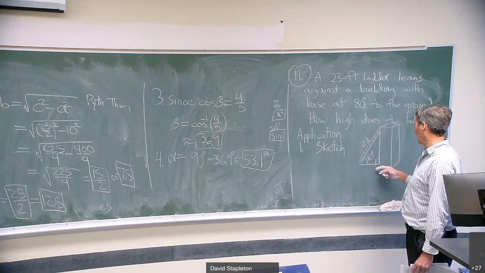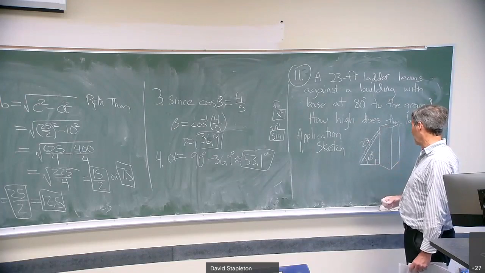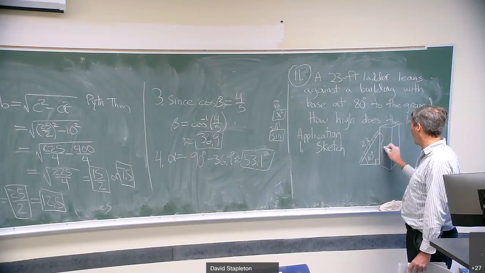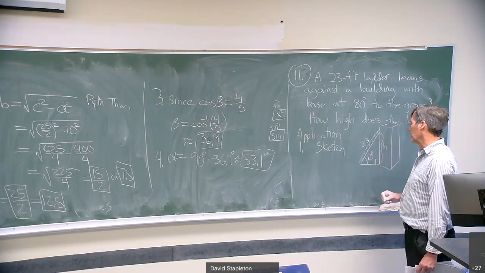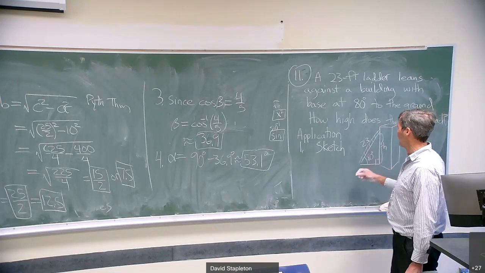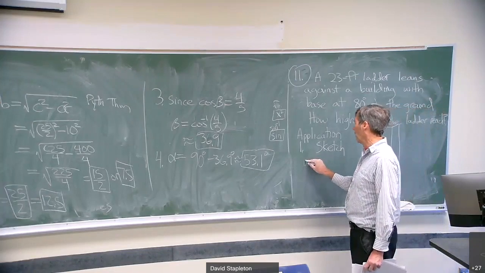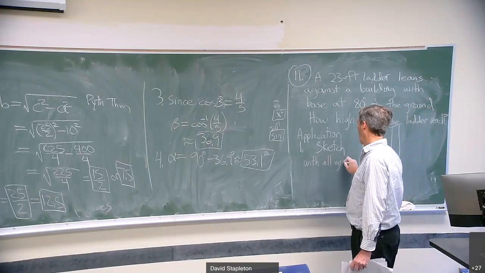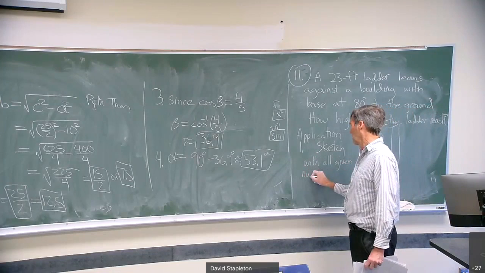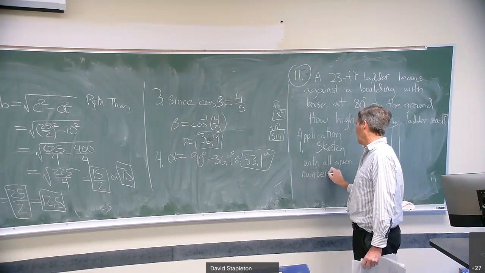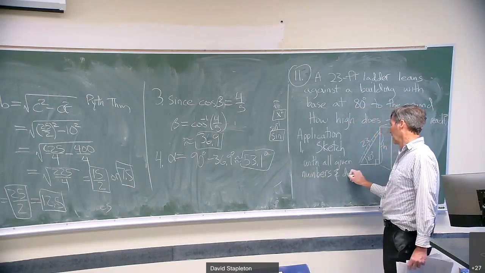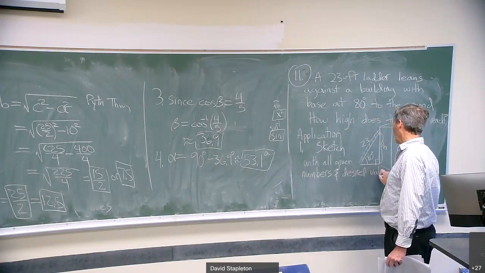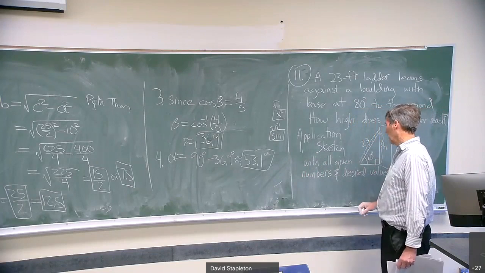And again, this will be a right triangle because we'll assume level ground. And then what I'm asked to do is find this height here of the building. Put a suggestive letter like H. And when you sketch this, sketch with all given numbers, and the desired number. Put a letter for it, write a variable.